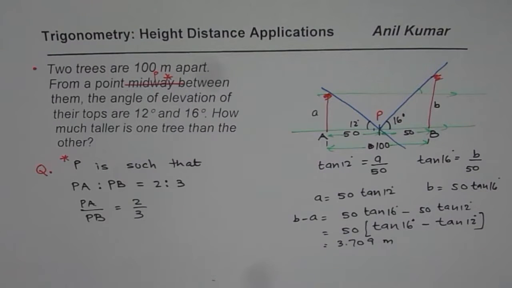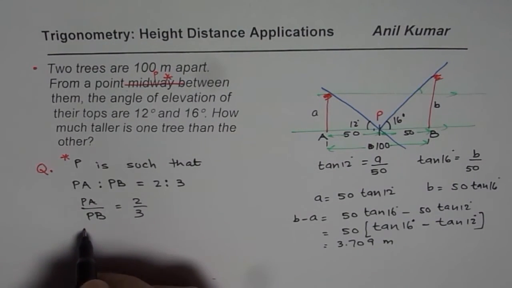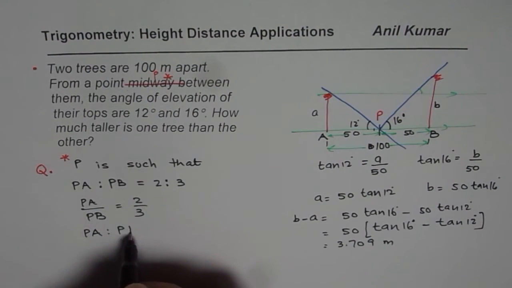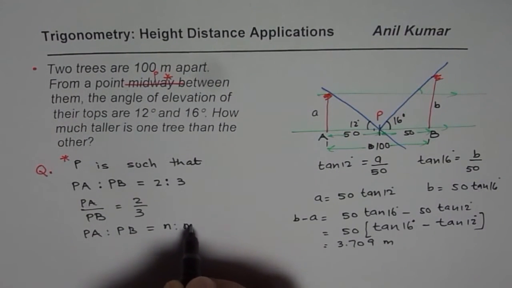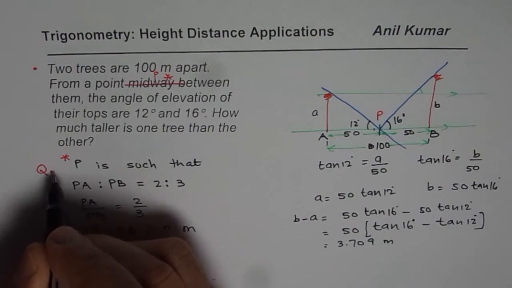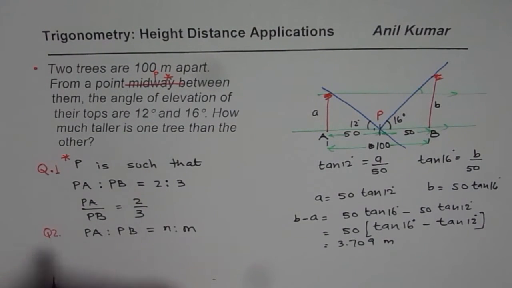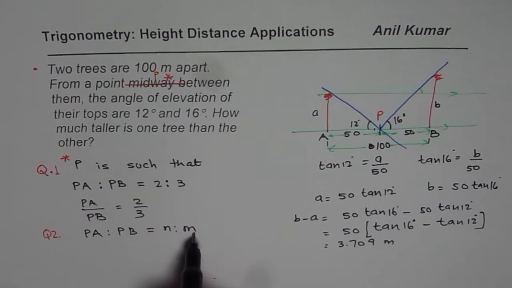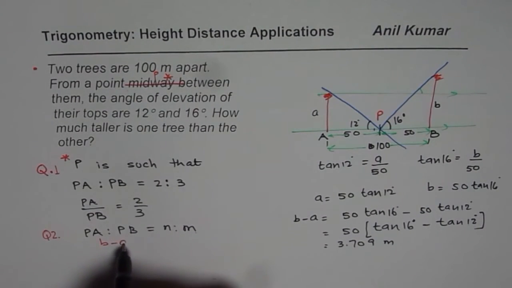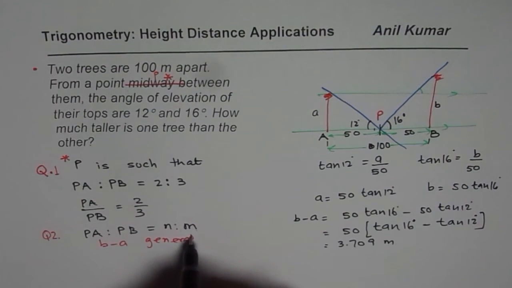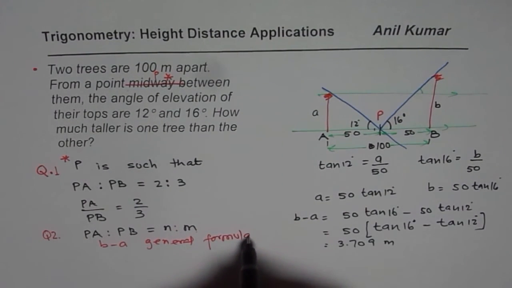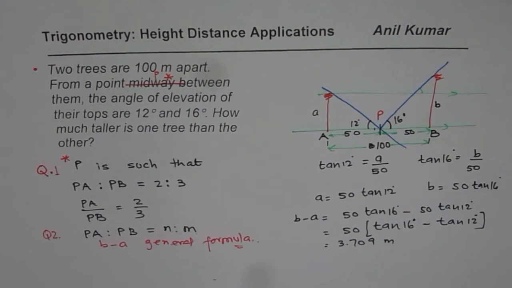Try to solve this question and let us see if it works for you. And also find a general formula, so that if I changed my question and PA is to PB is N is to M, then write what B minus A is as a general formula. This is question 1, this is question 2 for you. So this is our final question. Try these questions out and see how it works for you. I hope that helps. Thank you and all the best.